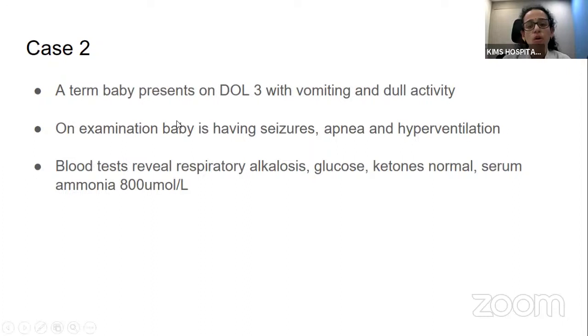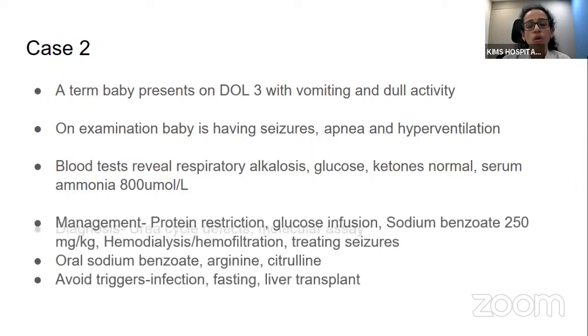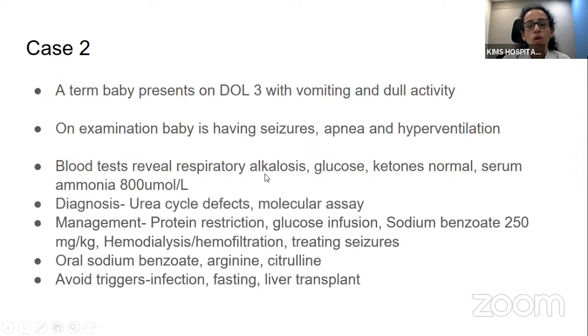So, what could be the possibility in this case? You can type in the chat box as well. It's a urea cycle defect. So, how do we diagnose these urea cycle defects?